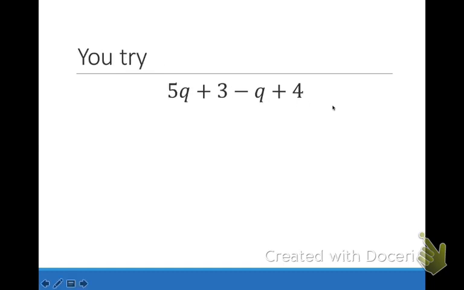Go ahead and pause the video and give this problem a try, and when you are ready to check your answer, please press play and give it a check.